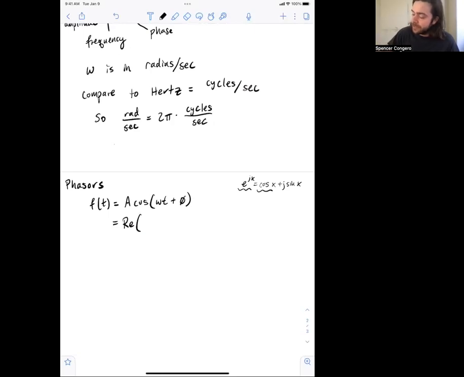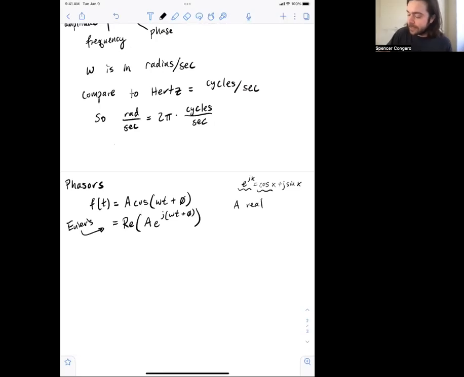If omega t plus phi is my x, I can write this as the real part of a e to the j omega t plus phi. Just use Euler's formula, expand this, take the real part, and there you go. You have exactly the cosine that we started with. Oh, and by the way, a here is going to be a real number. The amplitude of this sinusoid is going to be real. So we used Euler's formula to get that.